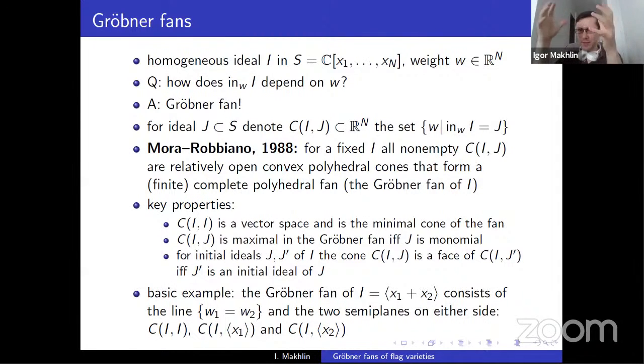So if you define an equivalence on points in the real space, two points are equivalent when the initial ideal of I is the same. These are the equivalence classes.